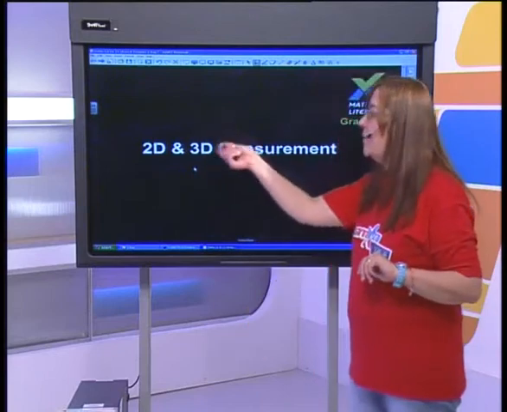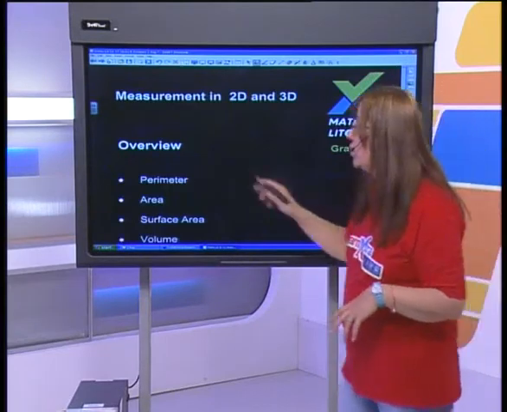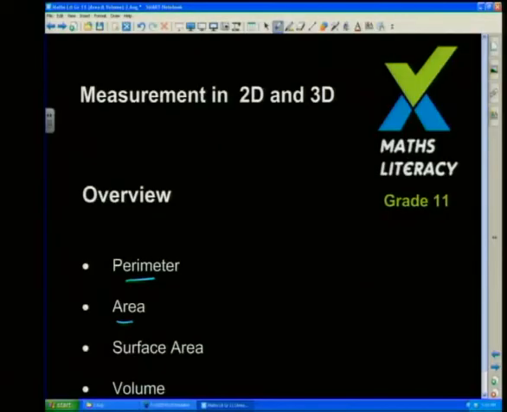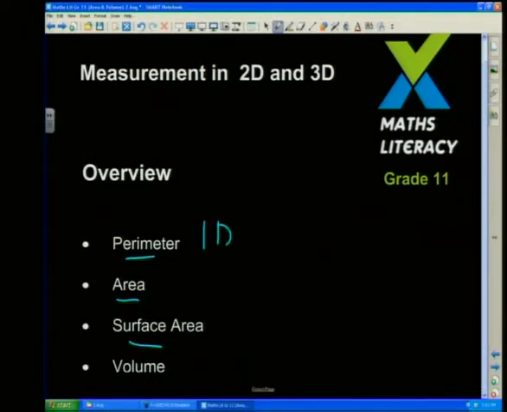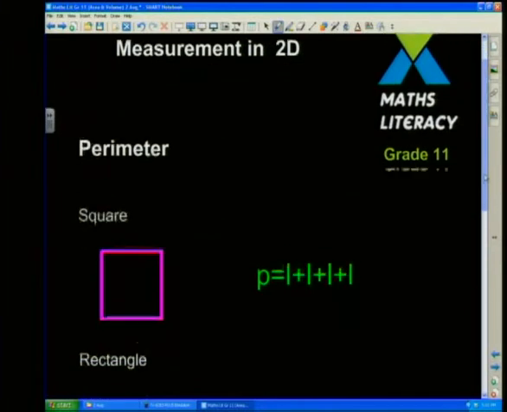Hi, grade 11s. Like I said, we're going to be doing 2D and 3D measurements. I know a lot of you really struggle, so let's go through it again and do a little bit of revision. In today's lesson we're going to look at perimeter, area, surface area and volume. So we're doing 1 dimension, 2 dimensions, and 2 dimensions for surface area, and finally volume in 3 dimensions. I'll put a 3D here because surface area is the 2 dimensions of a 3D shape, but I'll get to that in a moment. So let's do a quick recap of what perimeter is.